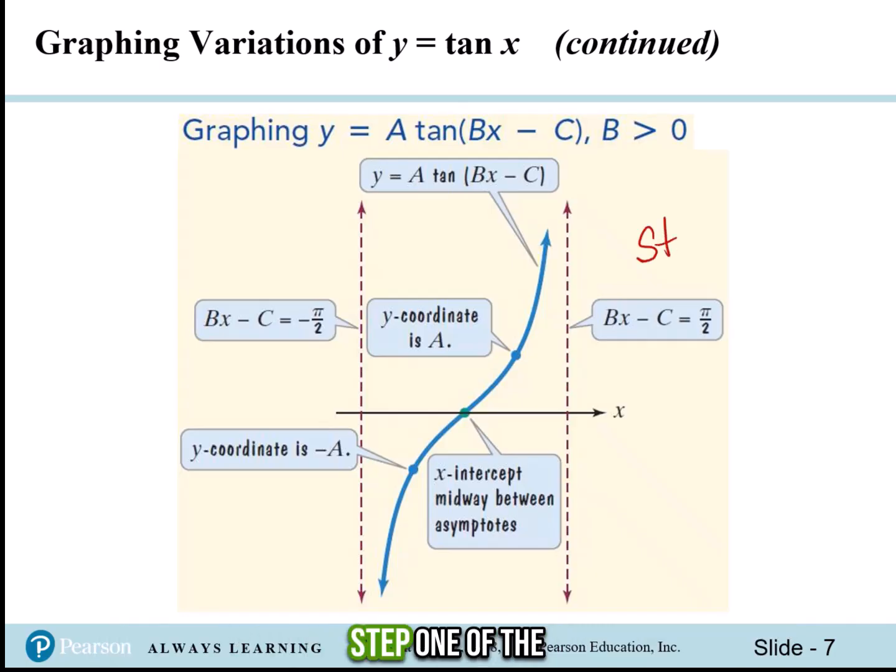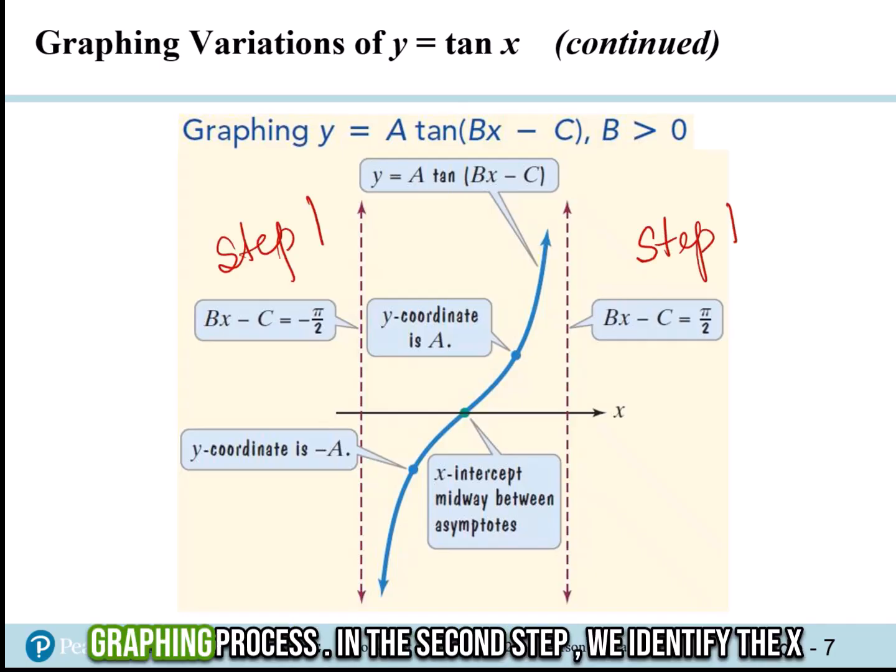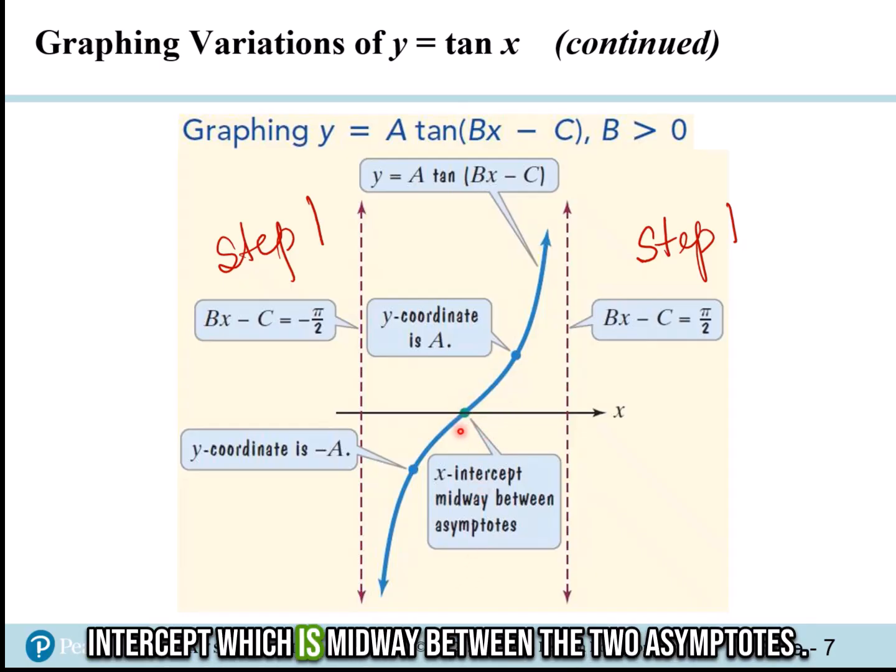Let's write that. Step 1 of the graphing process. In the second step, we identify the x-intercept, which is midway between the two asymptotes.